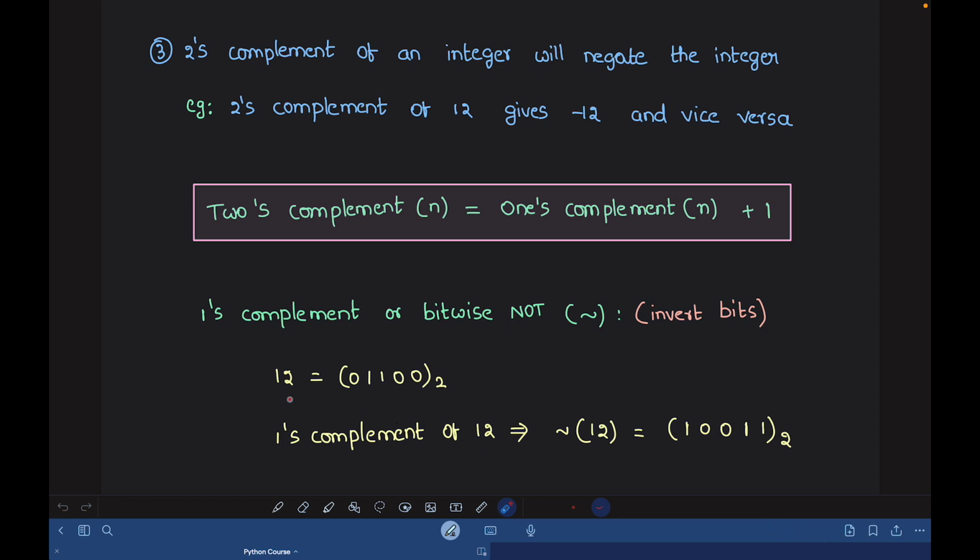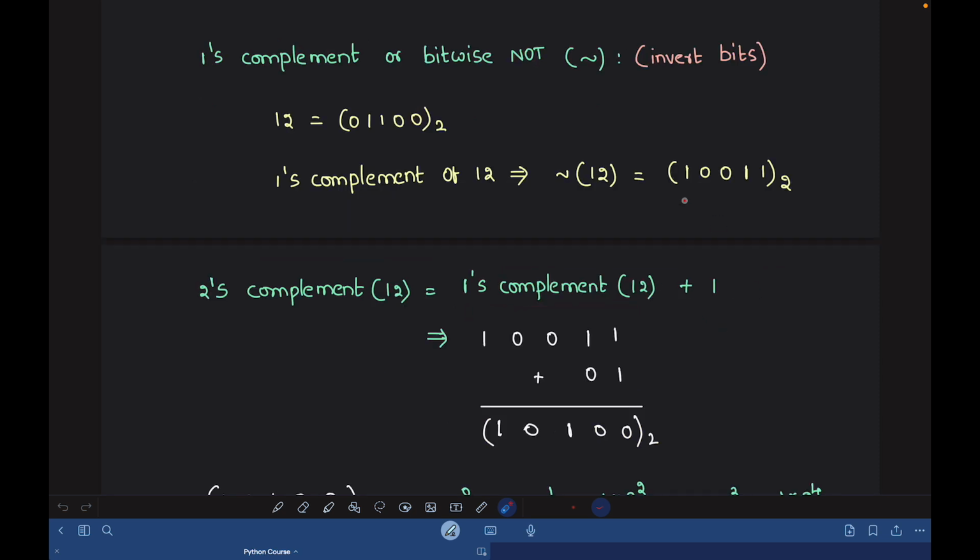For example, if you take integer 12, we found its binary representation just now. Now, if you take 1's complement, all you have to do is convert 0 to 1 and 1 to 0. So you will have 10011. This is the 1's complement of 12. Now 2's complement of 12 is nothing but 1's complement of 12 plus 1. Let's try to find it out. So 1's complement of 12 is 10011. And binary representation of 1 will be 01. Now we need to perform binary addition for these two values.